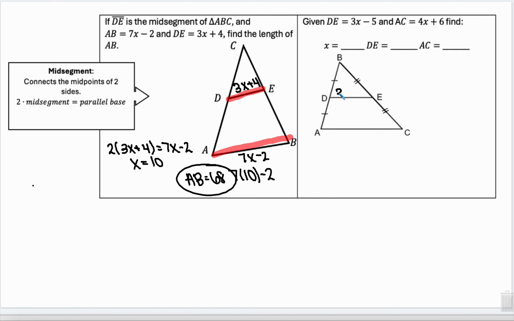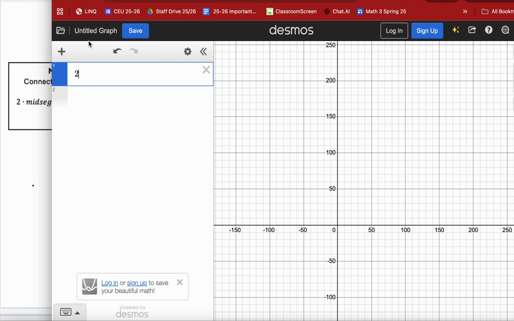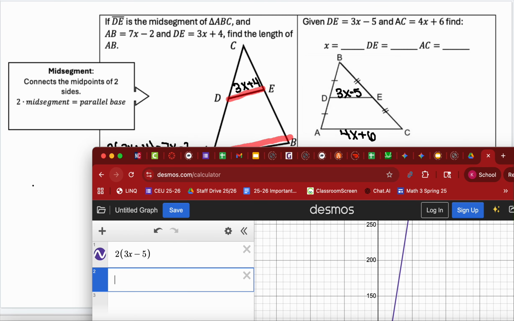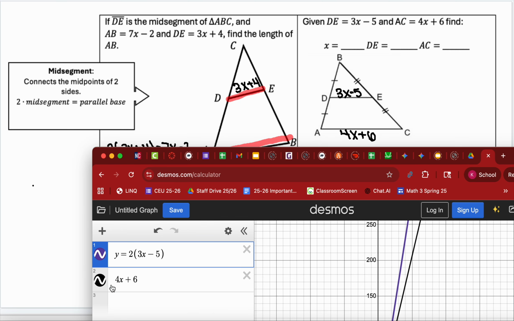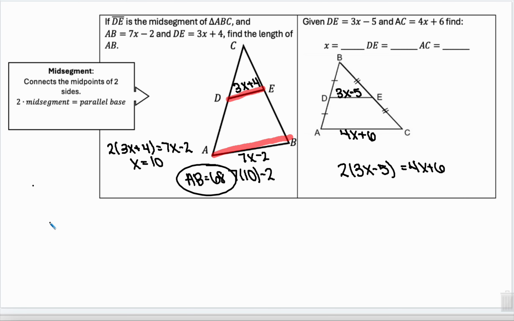DE is 3x minus 5, and AC is 4x plus 6. So 2 times 3x minus 5 is equal to 4x plus 6. Handy dandy Desmos again. 2 times 3x minus 5 and 4x plus 6. Again, you should be in practice that you have a y equals in front, but it's not the end of the world if you don't, if you're graphing with x's. 8. X equals 8.